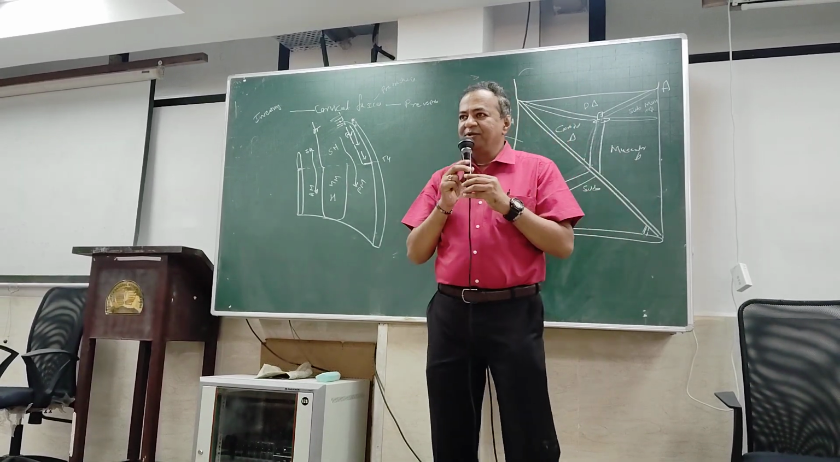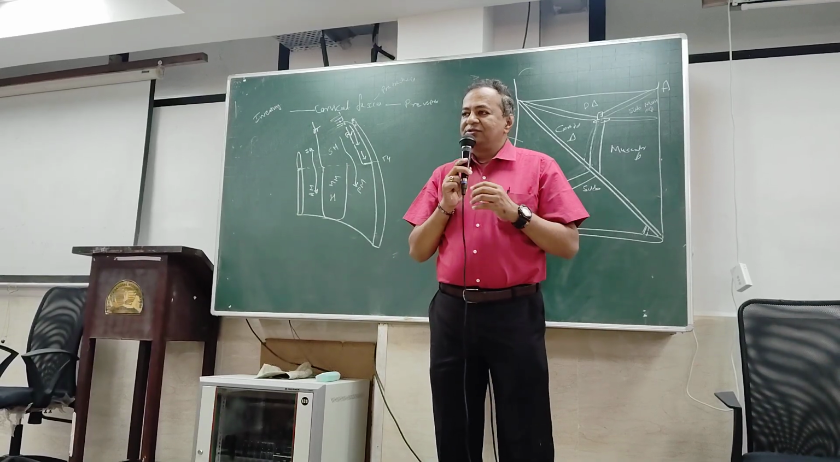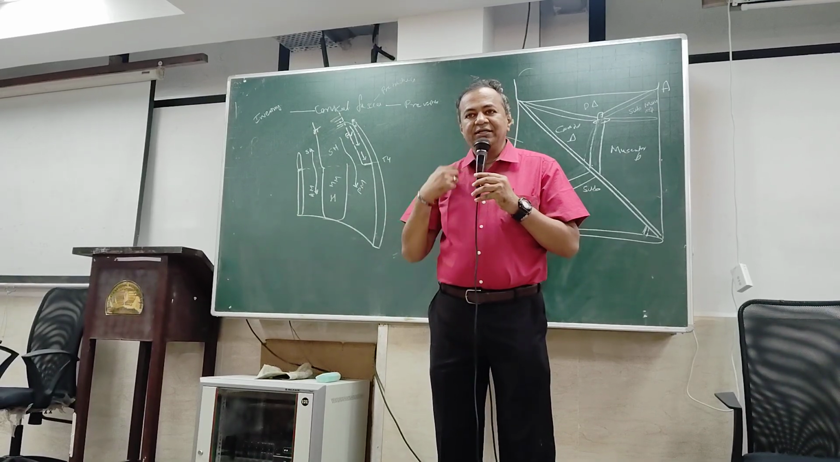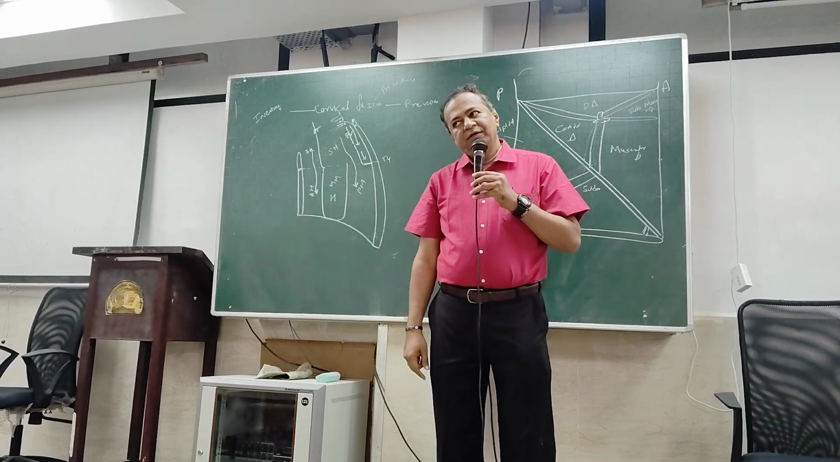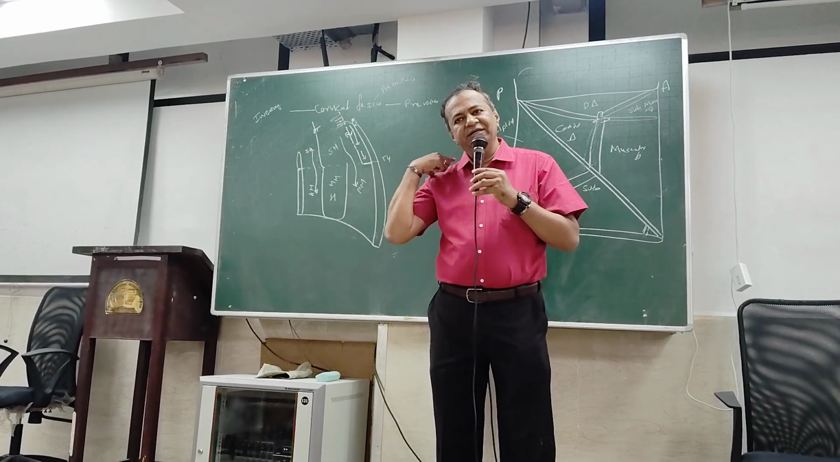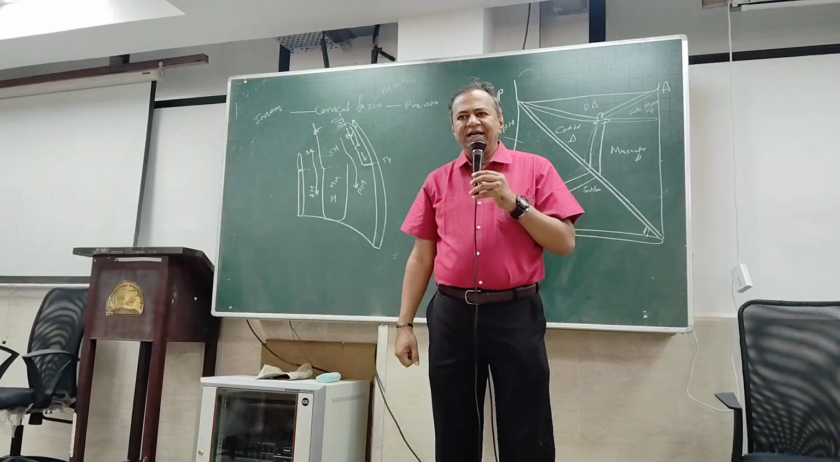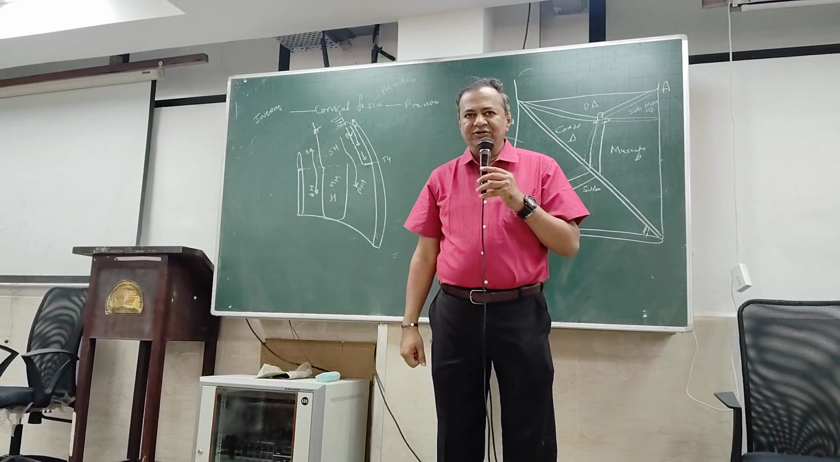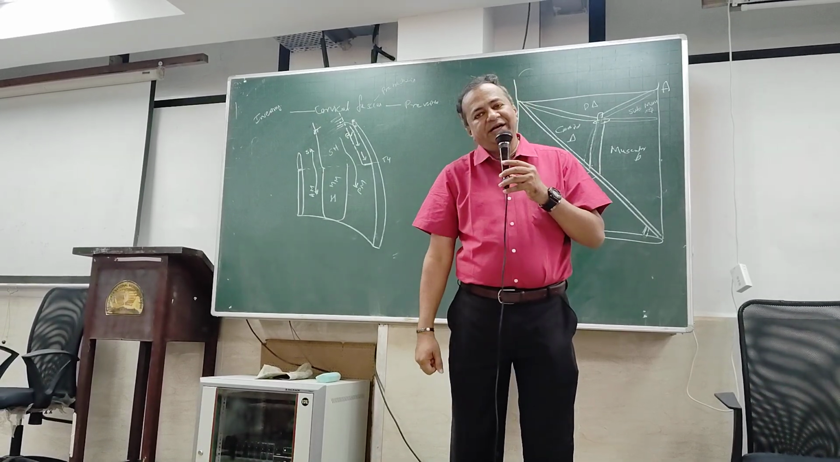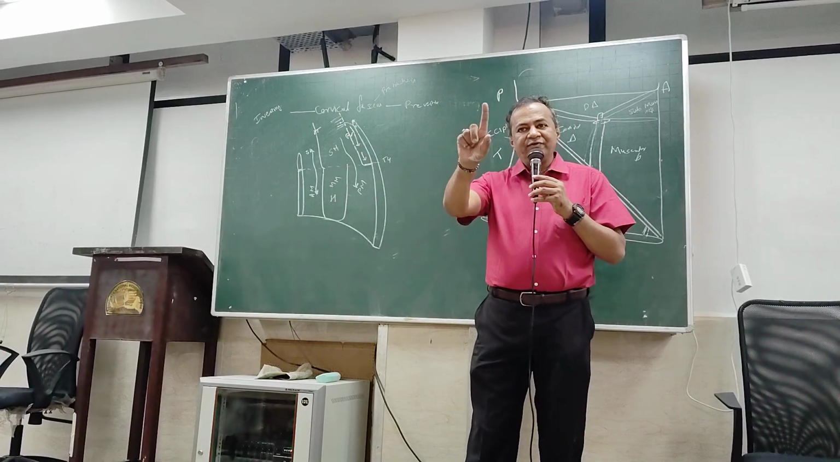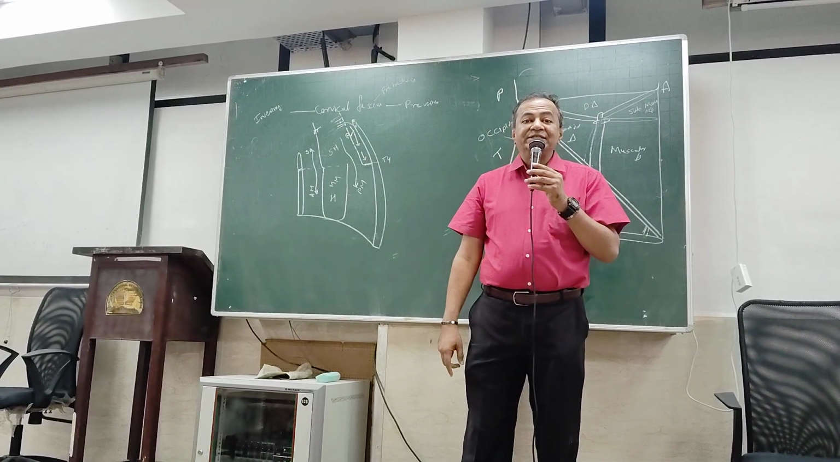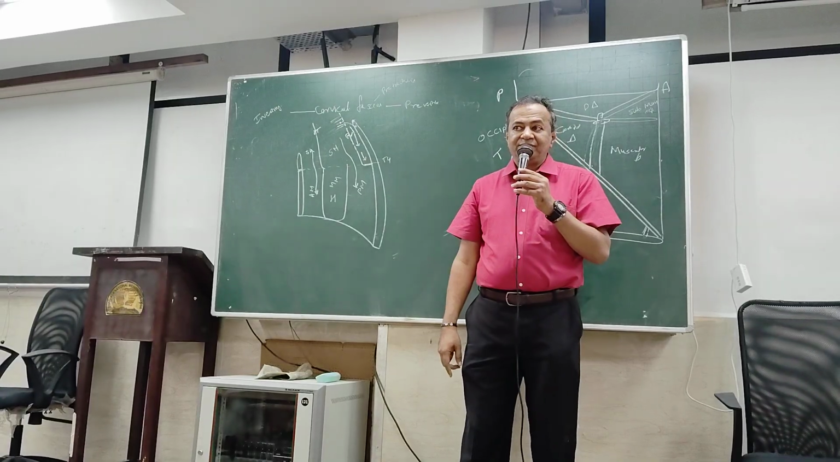Turns the face to the opposite side. Another action is turning the ear towards the shoulder, bringing the ear closer to the shoulder. This is lateral flexion of the spine. So one rotation and one lateral flexion. Okay? So this is one muscle acting. Two muscles acting together.